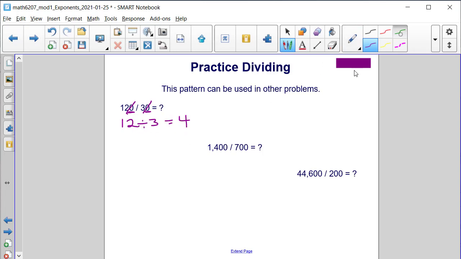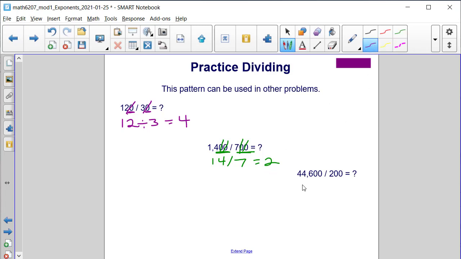In our next problem, we're going to do the same steps. Determine the number of zeros in the divisor, there are 2, and identify where the same 2 zeros are in the dividend and cancel them out. First one goes with this, second one goes with this one, and now we have 14 divided by 7 remaining, which is 2. So 1,400 divided by 700 is also 2.